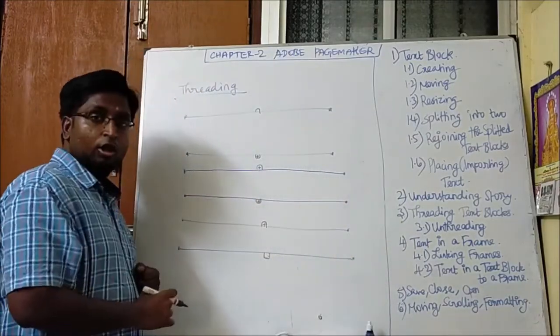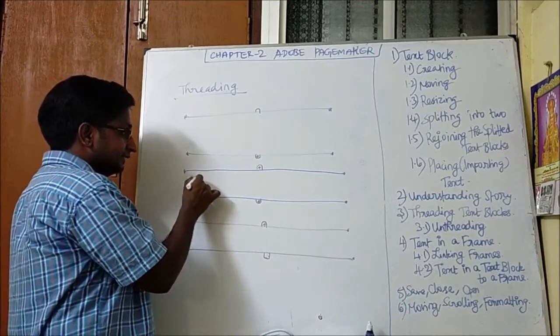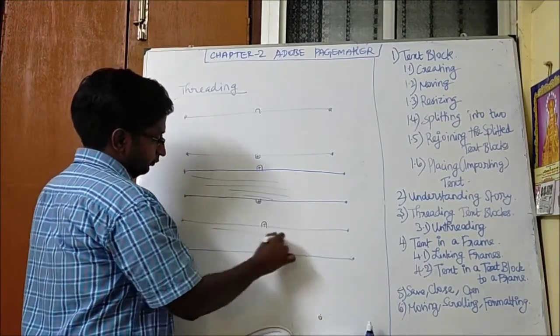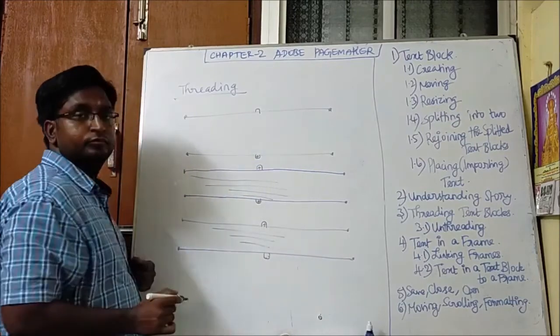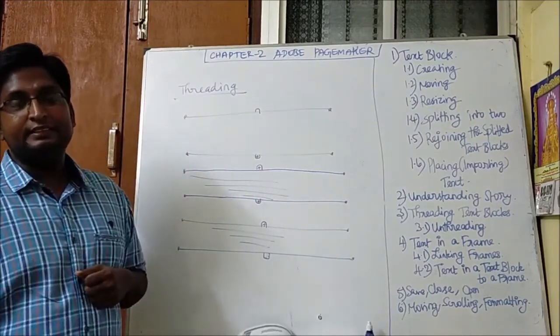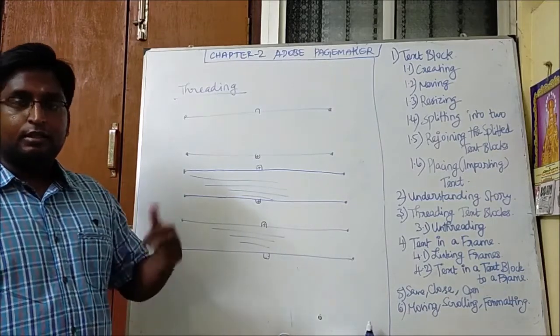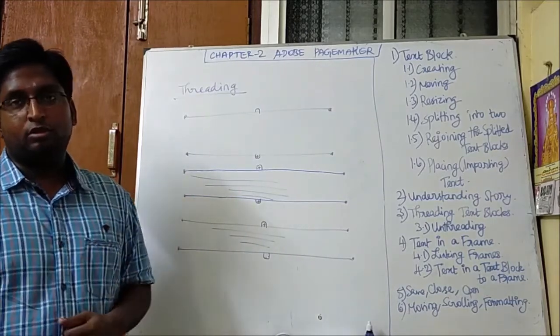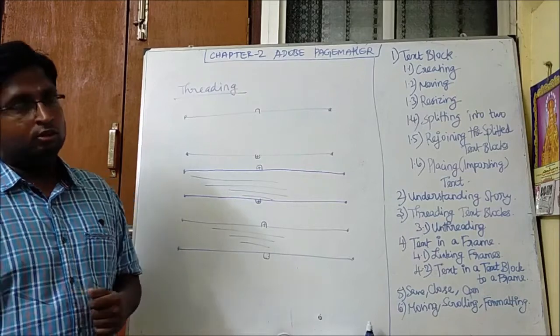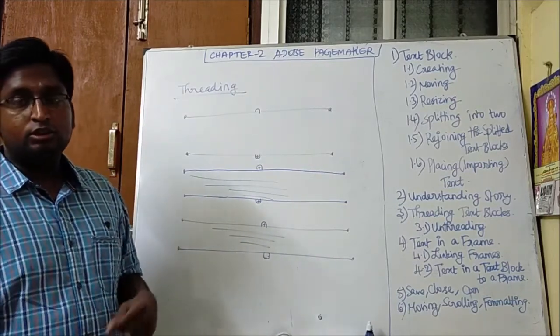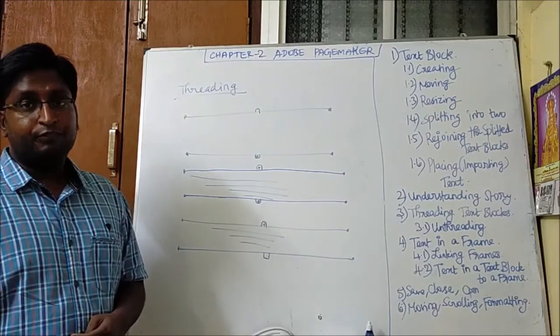Rather than selecting the text block, you can select the text and do the same process. Cut and paste. Again, the text block will get unthreaded. So this is the second method.